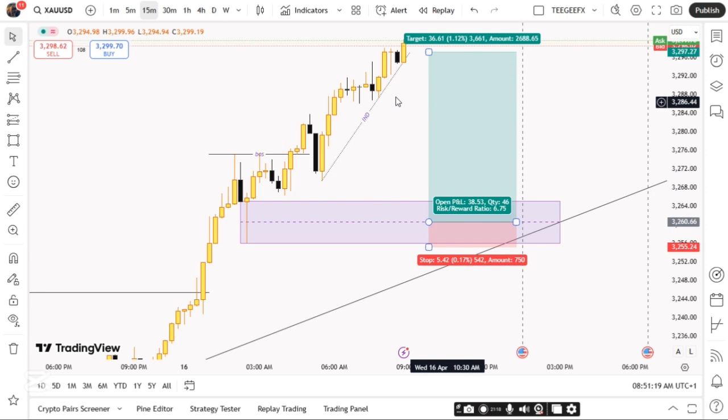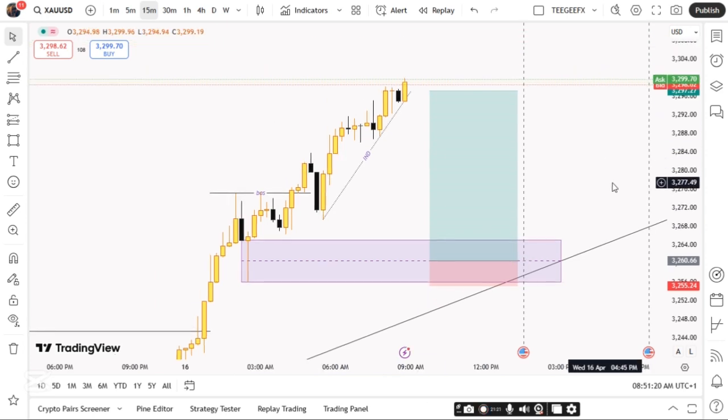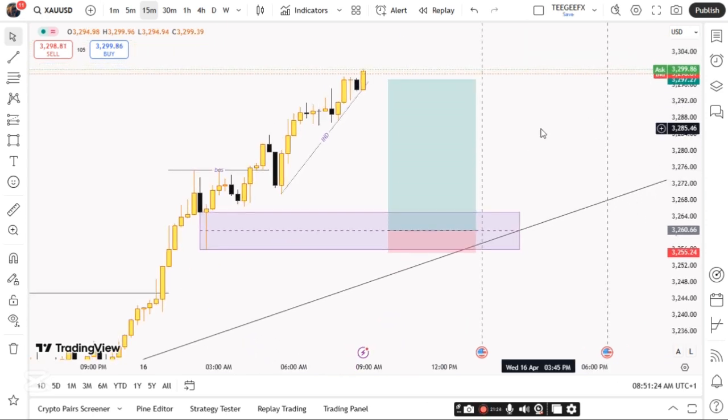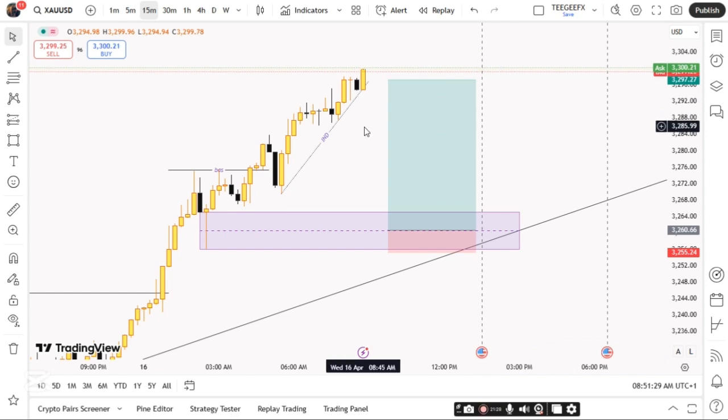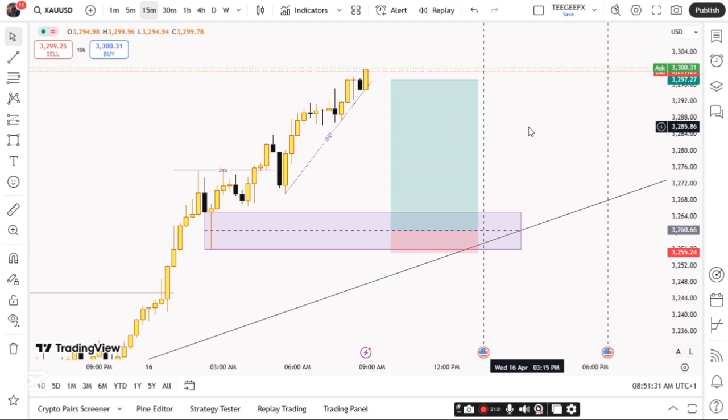So you see, this is actually how I analyze gold personally. There's nothing much complicated, it's straightforward, simple, straight to the point. Look, I don't use fair value gaps. Yeah, this is a fair value gap here, this is what we call a fair value gap, but I don't use fair value gaps.